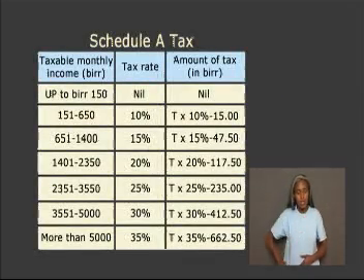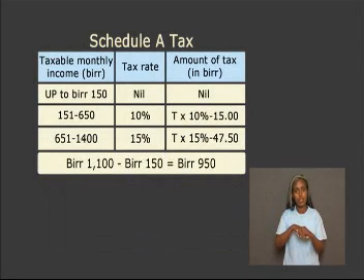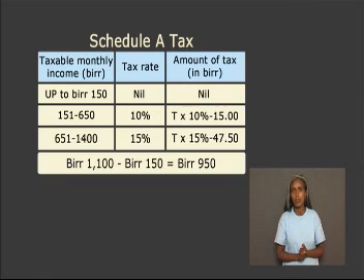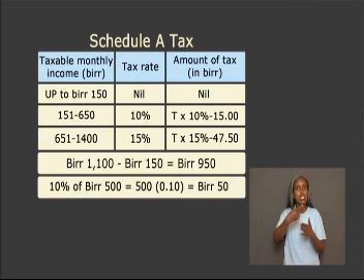Emmanuel's total taxable income is 1,100 birr. From this total, we may subtract 150 birr, which is the minimum amount and is not taxed. His remaining taxable income is 950 birr. From 150 birr to 650 birr, he is taxed at 10% of his income. This is equal to 50 birr.